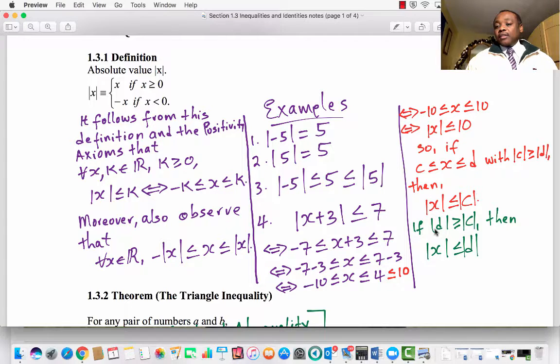Or if the absolute value of d were greater than or equal to the absolute value of c, then we could say that the absolute value of x is less than or equal to the absolute value of d. Again, we would employ this technique in some of our arguments.